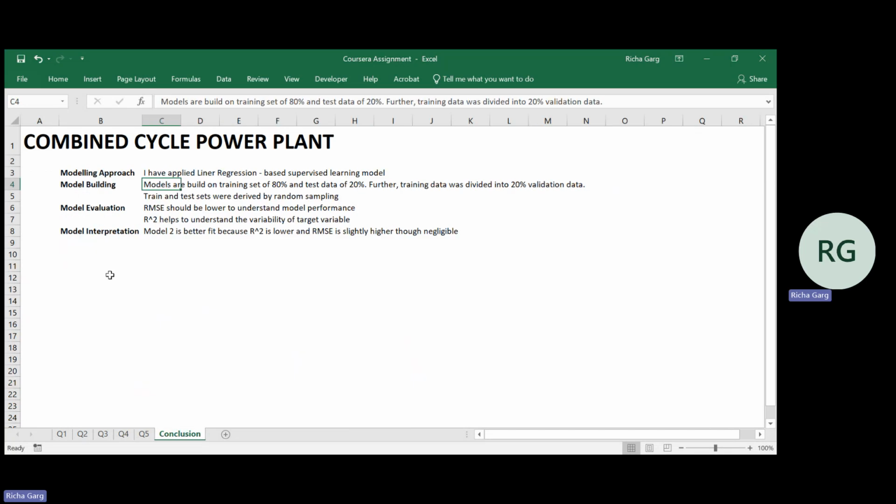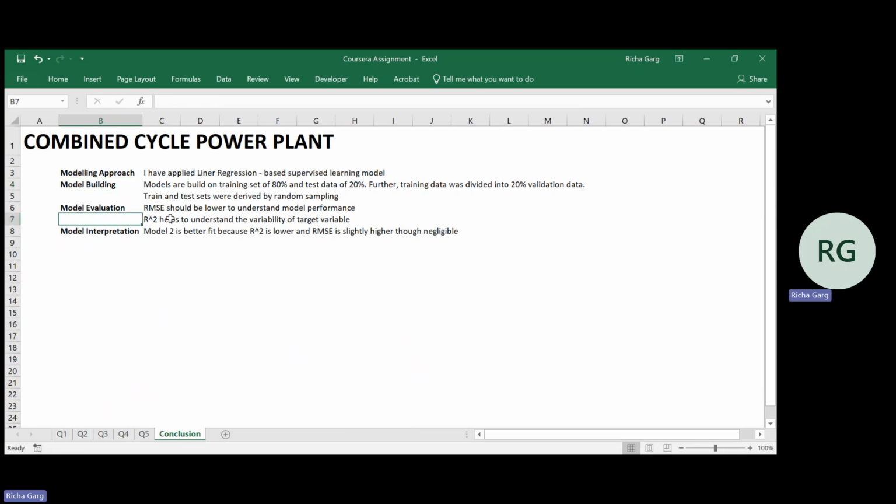So concluding the whole assignment, my modeling approach was linear regression based on the supervised learning model. My model building was done on splitting of the data by 80 and 20%. And further, I've divided the training set with a 20% validation set. These samplings were all done randomly.